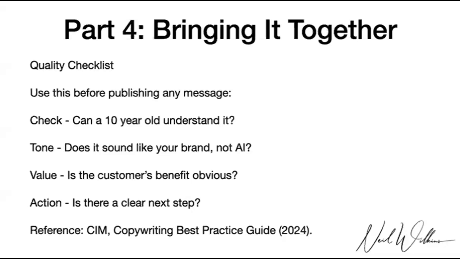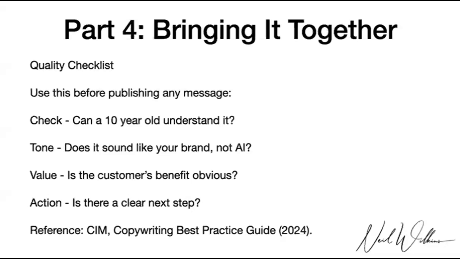Another quality checklist feature is value. Is the customer's benefit obvious? And it really has to be obvious. Don't let people guess. Don't let people work it out for themselves. They have neither the time nor the inclination to do that. So make it super clear why it's you, why it's this product, or why it's this service.